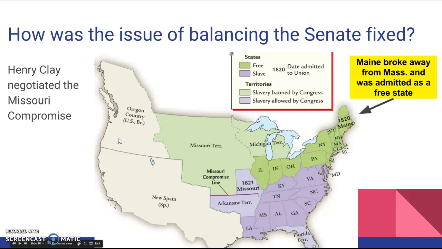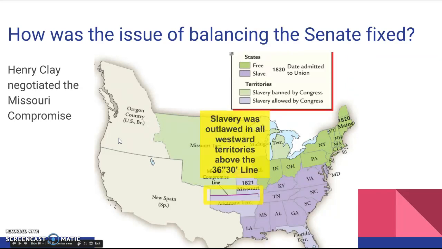And so after that, there's one more part of it, and that is that slavery will be outlawed in all westward territories above this particular line, the 36°30′ line. And one thing I need you to know about this line is it is a temporary solution. It is temporary. Okay, so there's that. We're all done.